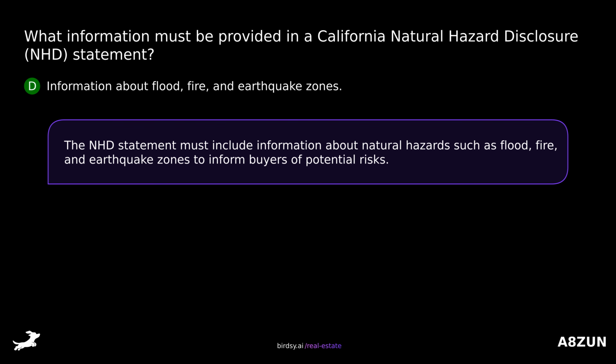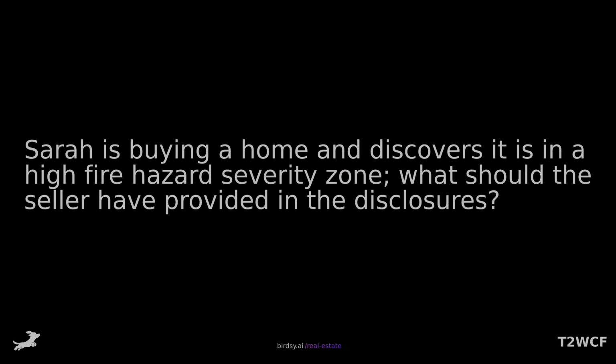The NHD statement must include information about natural hazards such as flood, fire, and earthquake zones to inform buyers of potential risks. Sarah is buying a home and discovers it is in a high fire hazard severity zone. What should the seller have provided in the disclosures?